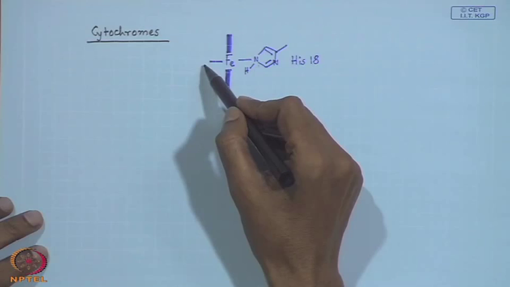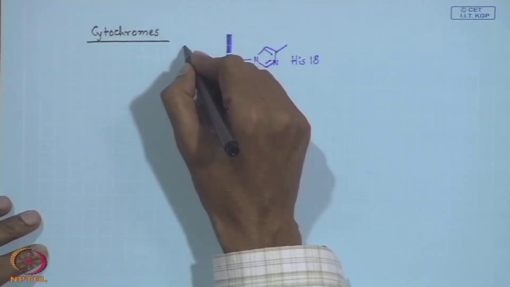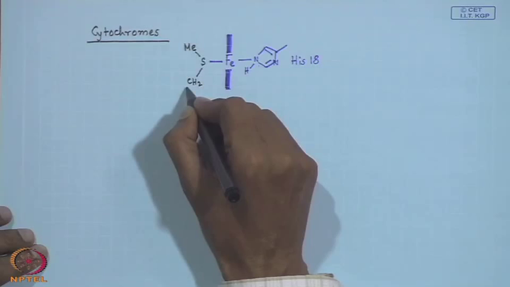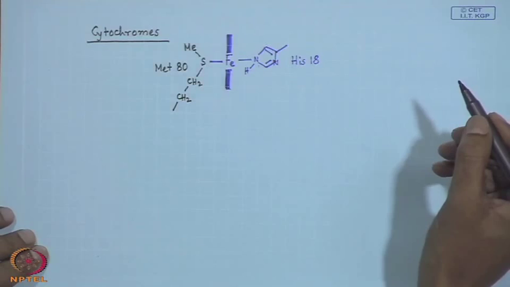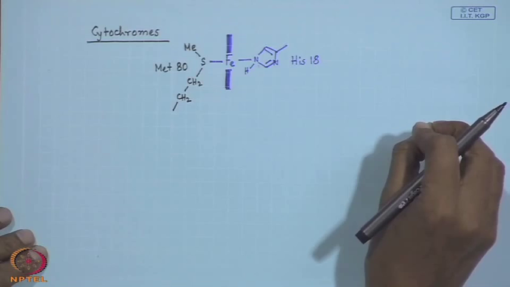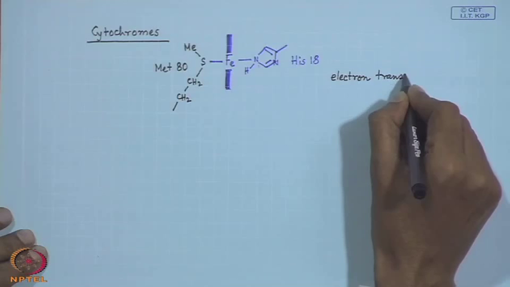But in this particular case, this is also connected by methionine sulfur. So, methionine group, we know that the amino acid residue from the methionine is S-methyl group. Then you have the CH2 and CH2 function. So, this is methionine 80. So, all the six coordination sites are fulfilled. So, you have a nice octahedral iron center, and that iron center will be responsible for our electron transport.